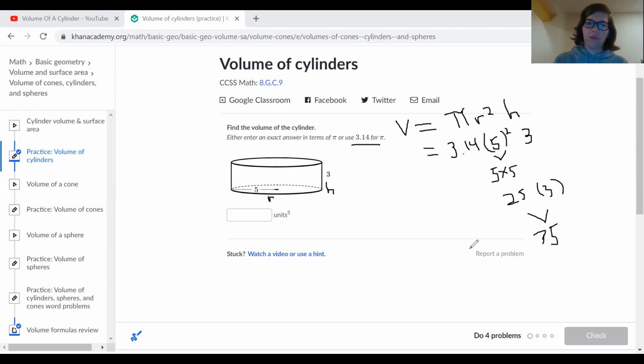And now you just need to bring down your 3.14, your pi. So multiply 3.14 times 75, right? This is when your calculator comes in handy. So 3.14 times 75, see what that gives you. I'll give you a minute.